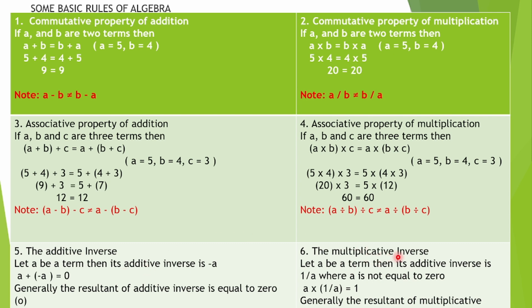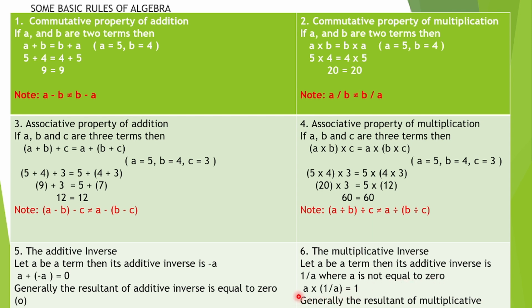Similarly, the multiplicative inverse. Let a be a term, then its multiplicative inverse is 1 over a, where a is not equal to 0. So this a will not be equal to 0. So a times its multiplicative inverse, a times 1 over a, is equal to 1. Generally, the result of the multiplicative inverse is equal to 1.